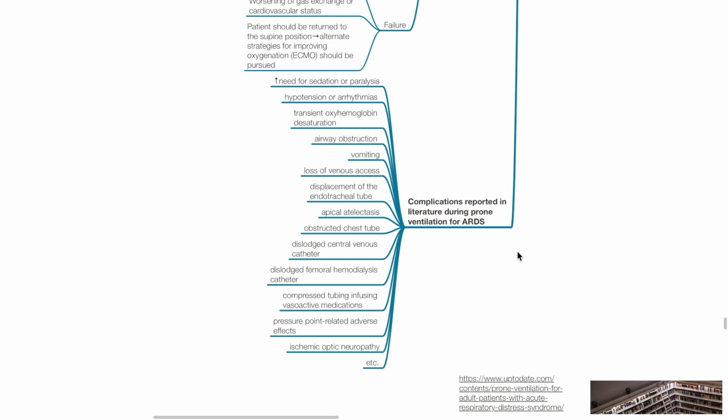Complications reported in literature during prone ventilation for ARDS: increased need for sedation or paralysis, hypotension or arrhythmias, transient desaturation, airway obstruction, vomiting, loss of venous access, displacement of endotracheal tube, apical atelectasis, obstructed chest tube, dislodged central venous catheter, dislodged hemodialysis catheter, compressed tubing infusing vasoactive medications, pressure point related adverse effects, ischemic optic neuropathy, etc.